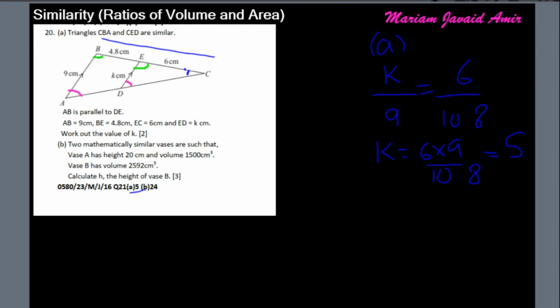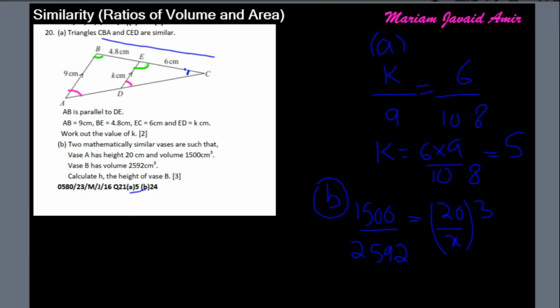Then we have part B, which is: two mathematically similar vases are such that vase A has the height 20 and volume 1500. I'm using the formula V1 over V2. Do we have V2 here? Yes, we have the volume of vase B, equals L1, which is 20, over L2, the height of vase B, which we have to find, whole cube. I've used the formula V1 over V2 is equal to L1 over L2 whole cube.